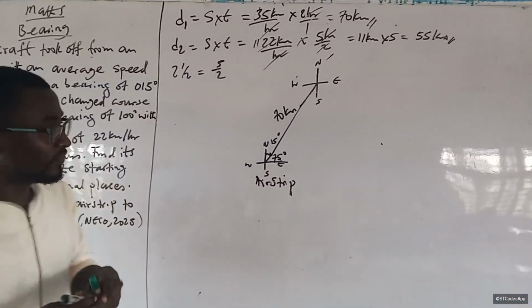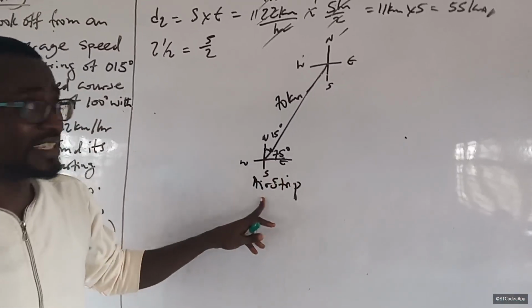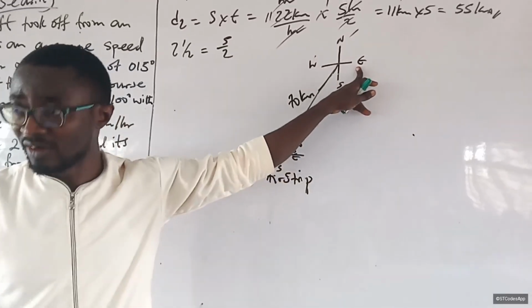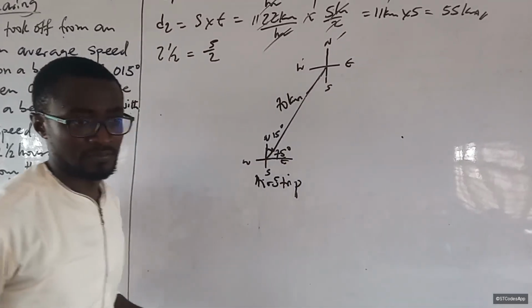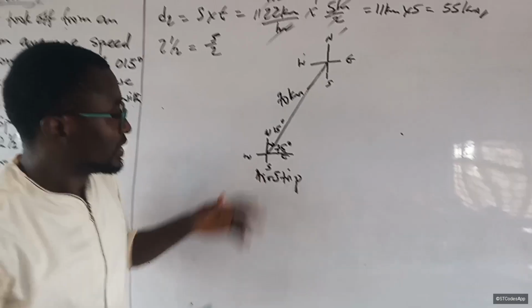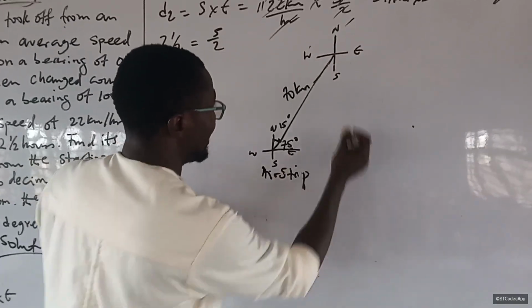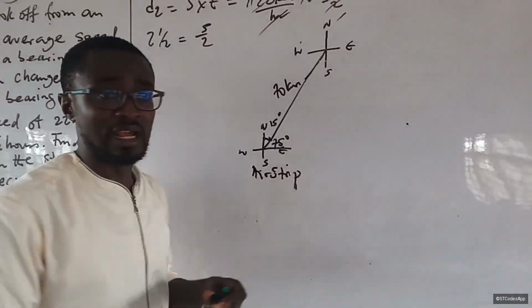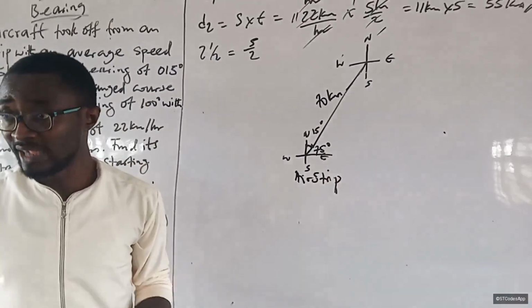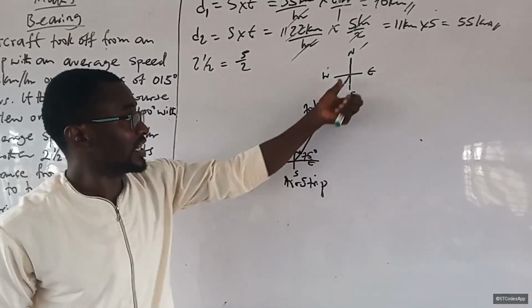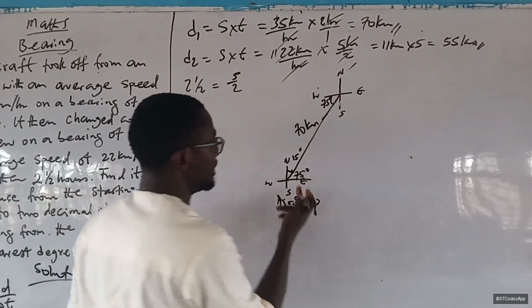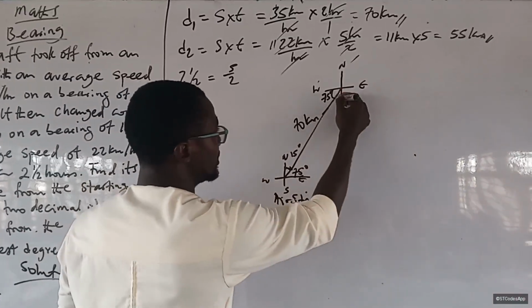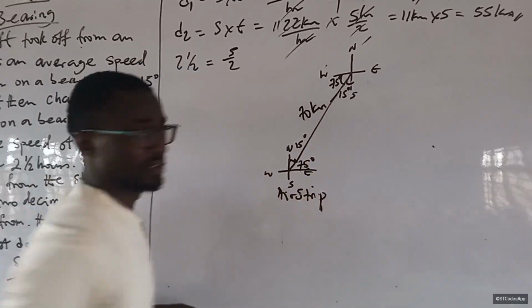Now, if you observe from this point where the airstrip is and the current position of the aircraft, notice the relationship between this line here and this line. This is a straight line, and another straight line. So they are both parallel to each other, right? So the angle here is alternate to the angle on this side. So here will be 75 degrees, and the angle here will be 15 degrees. Are we together?